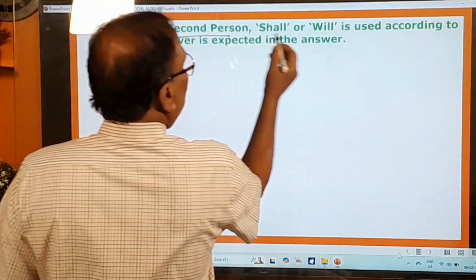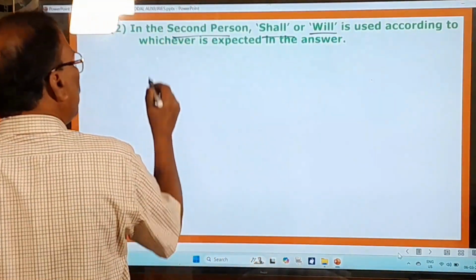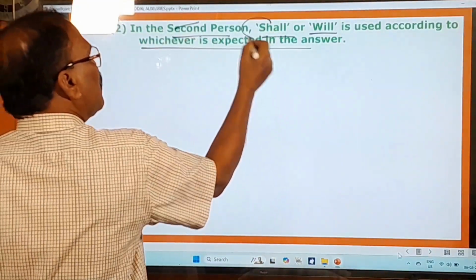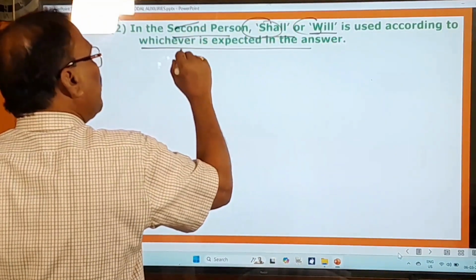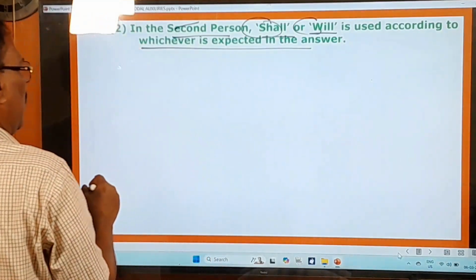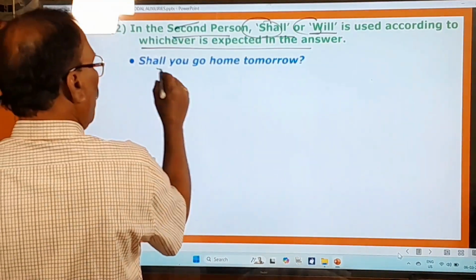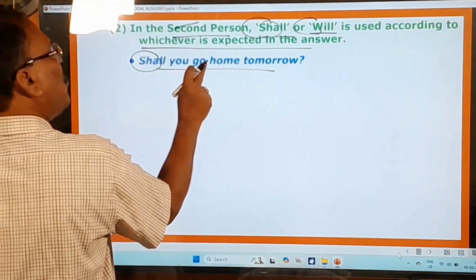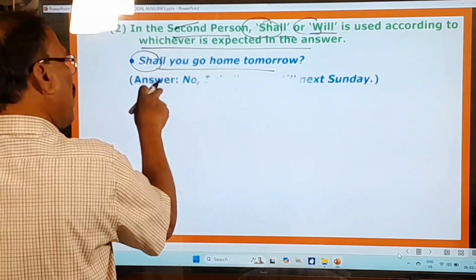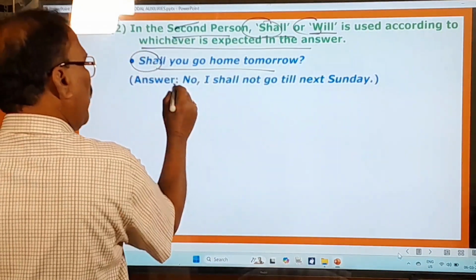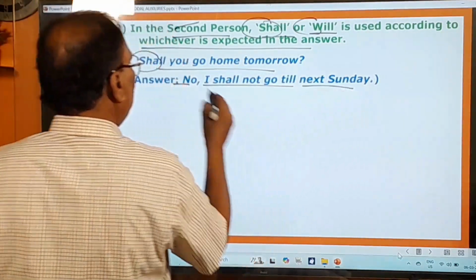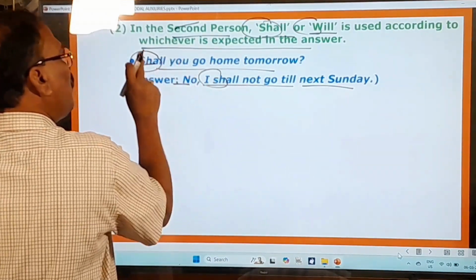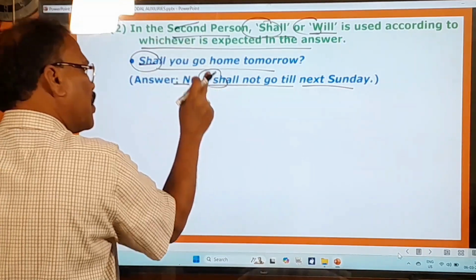In the second person, shall or will is used according to whichever is expected in the answer. So in the second person, you can use either shall or will according to whichever is expected in the answer. So here, one example. Shall you go home tomorrow? Actually, you should say will you. But if you say shall you go home tomorrow, then the answer must also be with this shall. No, I shall not go till next Sunday. Shall you go home means I shall not. So whenever you use shall here, in the answer also shall is used.